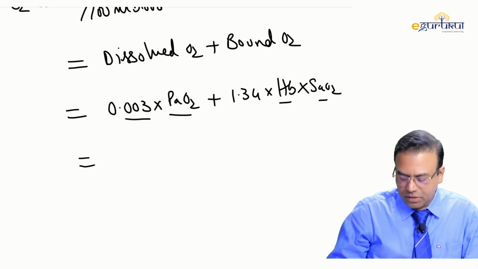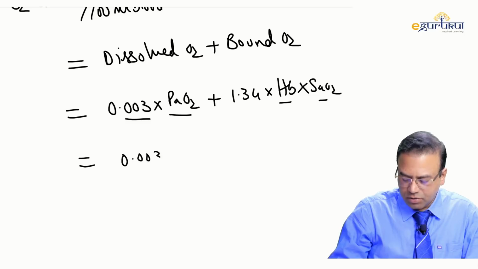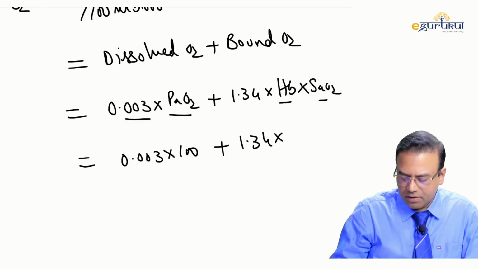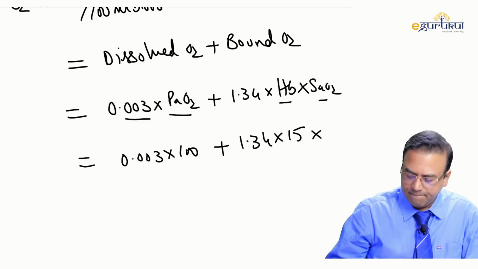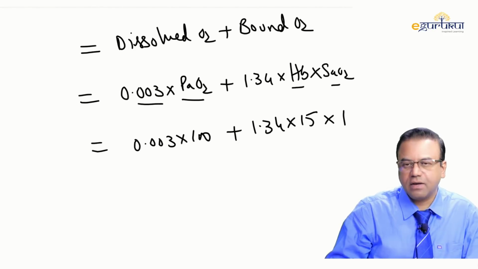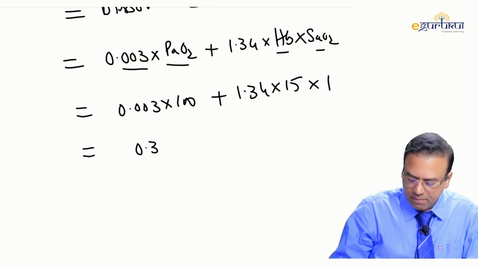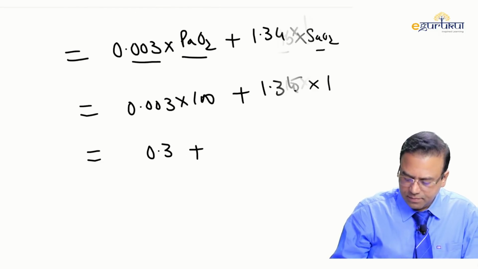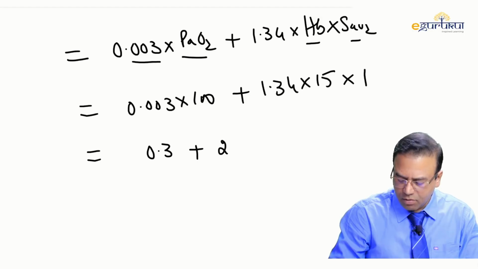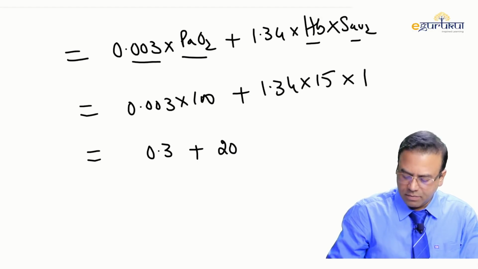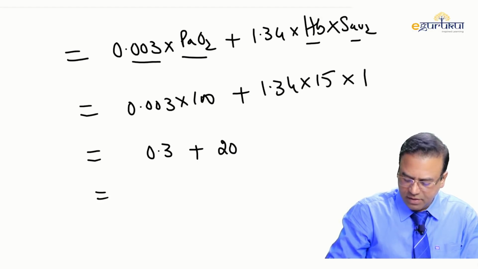If I just give you an idea, let's say you take a PaO2 of even 100. Then 0.003 into 100, plus, let's say the hemoglobin is around 15 and completely saturated, meaning the saturation factor is 1. If you do the calculation, this comes roughly to around 20 point something.